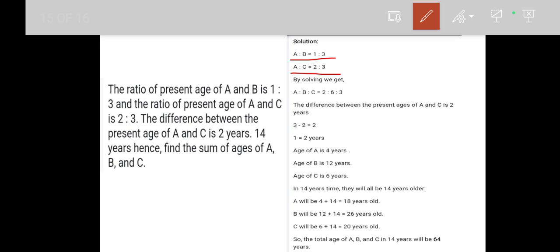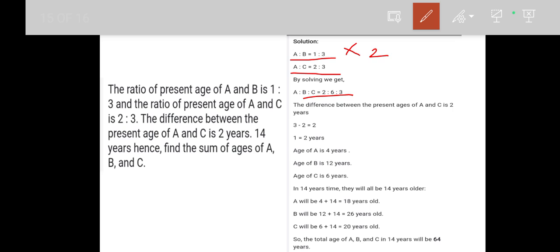So when we solve this, here we have A common, so we can make it into a single ratio. For that, we need to make A the same term. So you just have to multiply the first ratio by 2. The entire thing is multiplied by 2, so you get 2 is to 6 is to 3. This is the ratio form that you get when you multiply by 2.